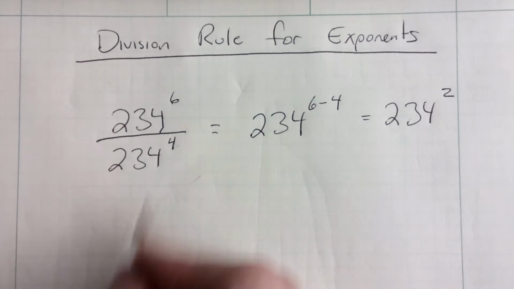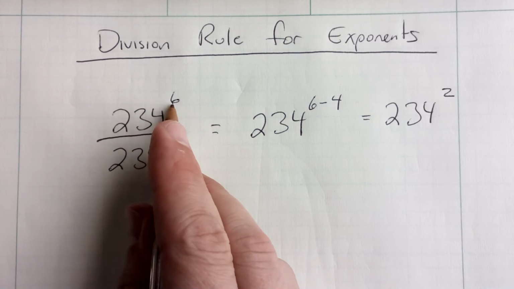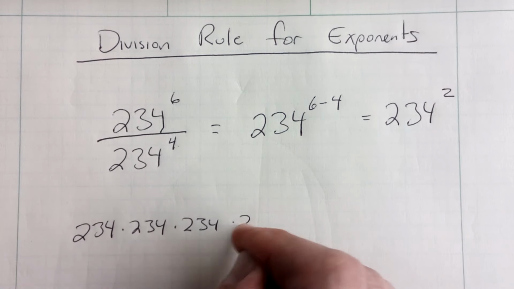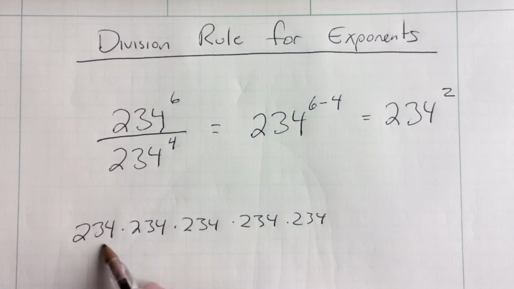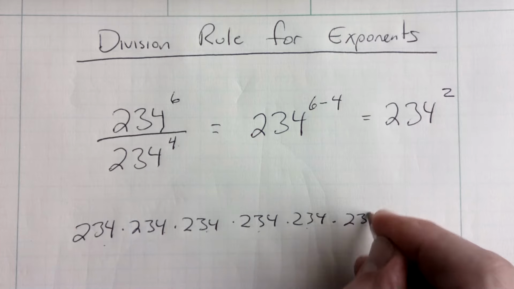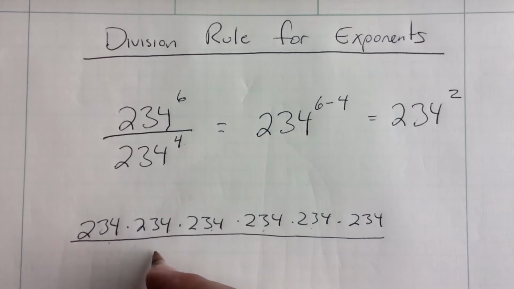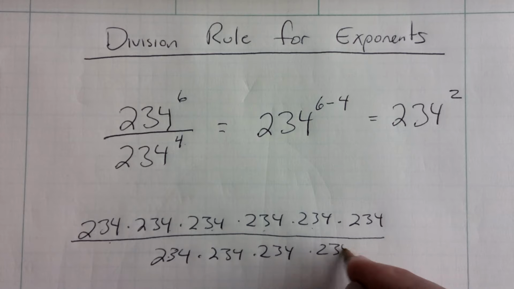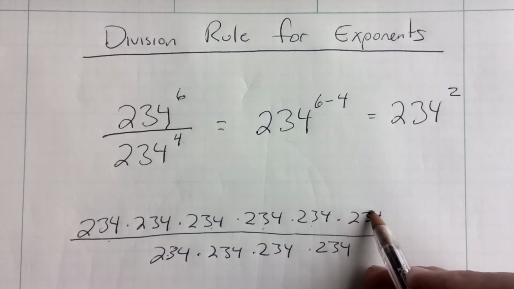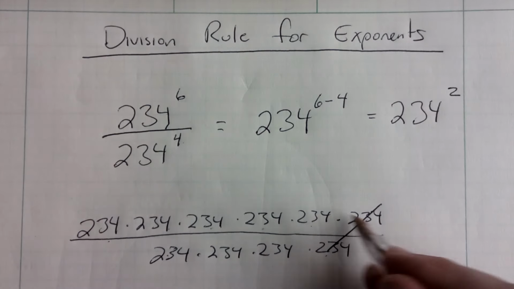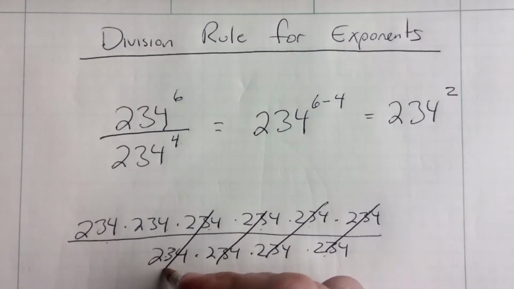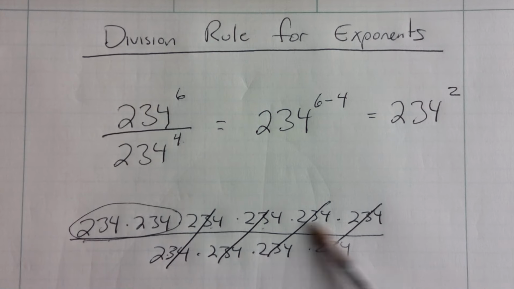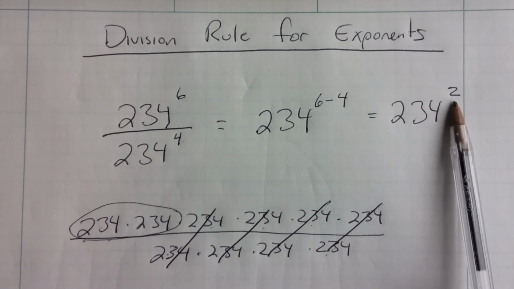And let me show exactly why that is. Remember what this 6 means. It means that we have 234 times 234 times 234 times 234 times 234, 1, 2, 3, 4, 5, times 1 more 234, all over 4 of them: 234 times 234 times 234 times 234. Now, what I want to emphasize is that any number divided by itself becomes a 1. So that cancels. This one cancels. This one cancels. This one cancels. How many are left? You'll see that the 4 on the bottom canceled 4 of the 6 on top, leaving only 2.